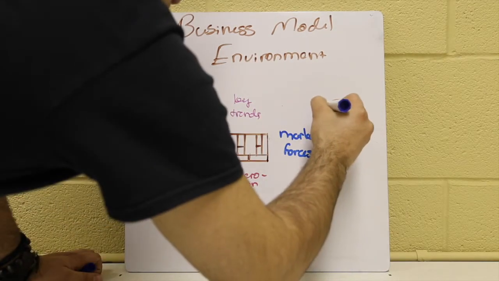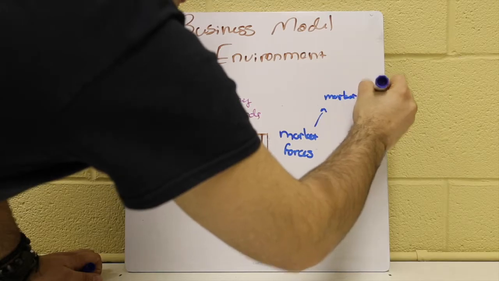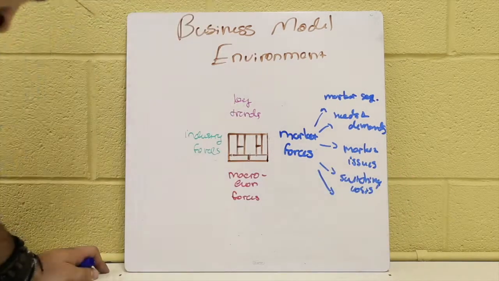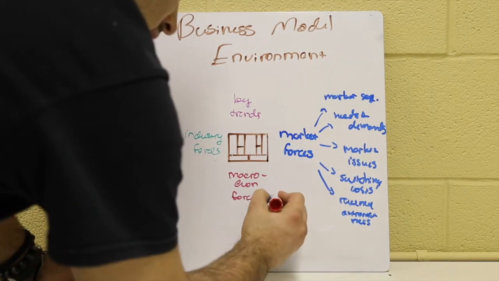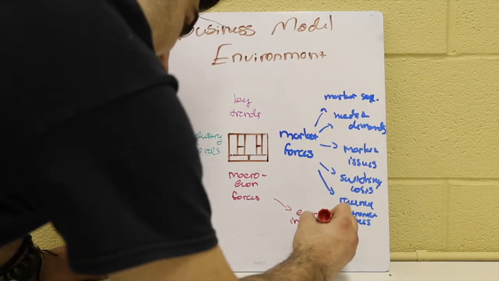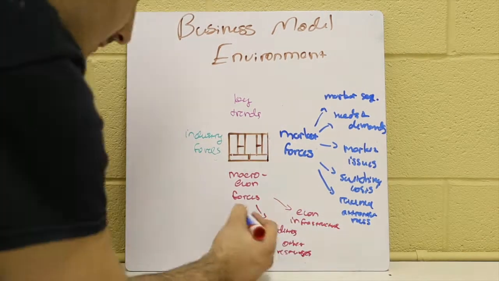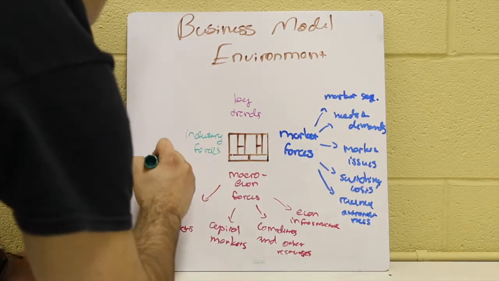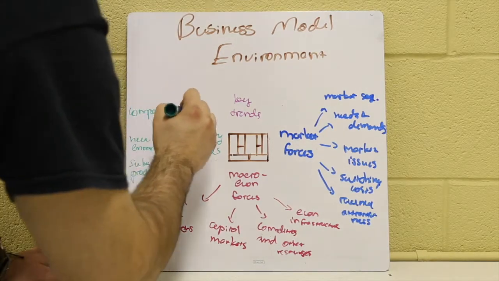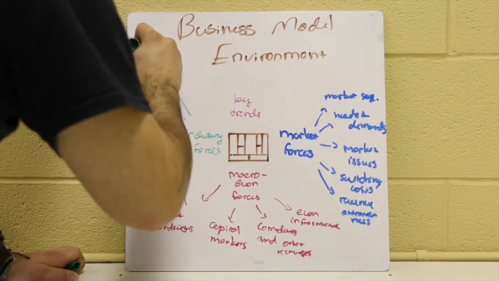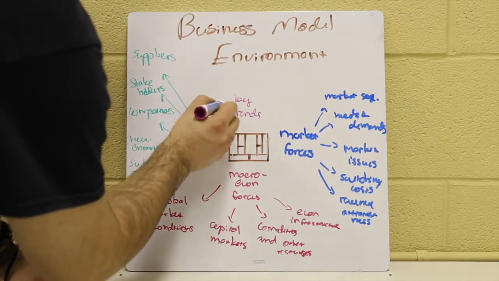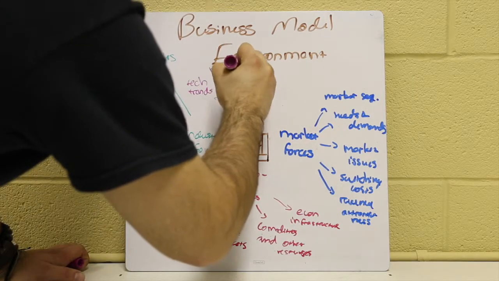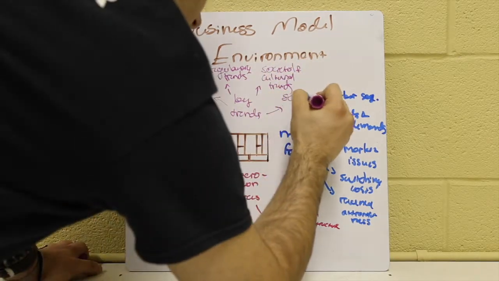An example of market forces are the following. There is market segments, needs and demands, market issues, switching costs, revenue attractiveness. Under macroeconomic forces, factors include economic infrastructure, commodities and other resources, capital markets, global market conditions. Industry forces include substitute products and services, new entrants, competitors, stakeholders, as well as suppliers and other value chain actors. The key trends include technology trends, regulatory trends, societal and cultural trends, as well as socio-economical trends.